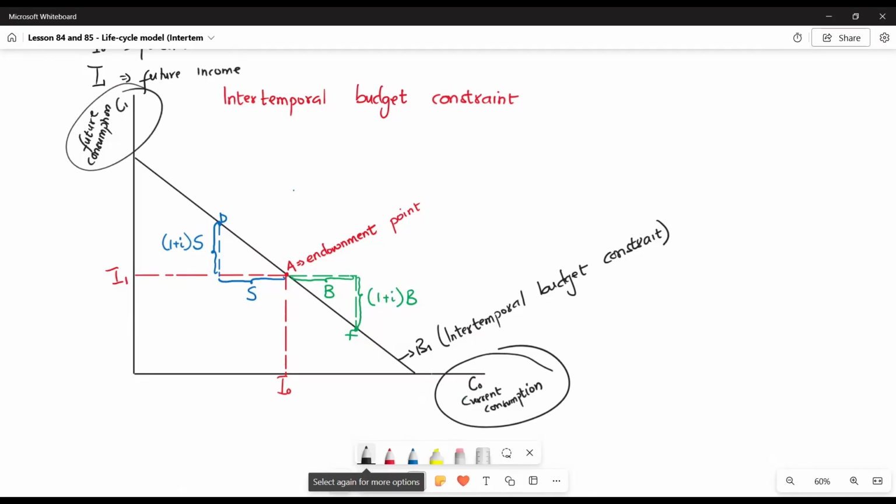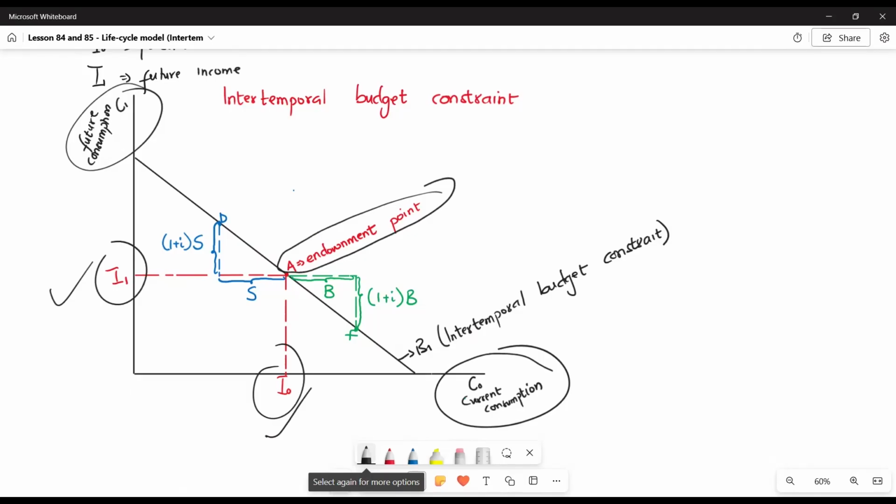If someone earns I0 in the current period and knows that his future income will be I1 dollars, then the first option available to him is to consume all of his income just as it comes in. So this means that he will consume I0 in the current period and then I1 in the future. This bundle is called the endowment point, which is represented as point A on this figure.